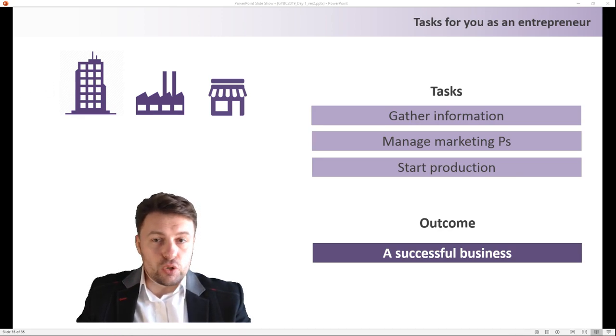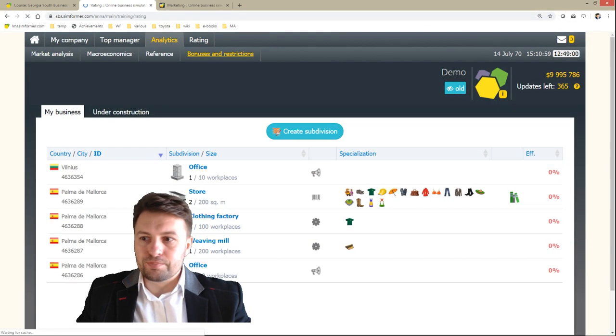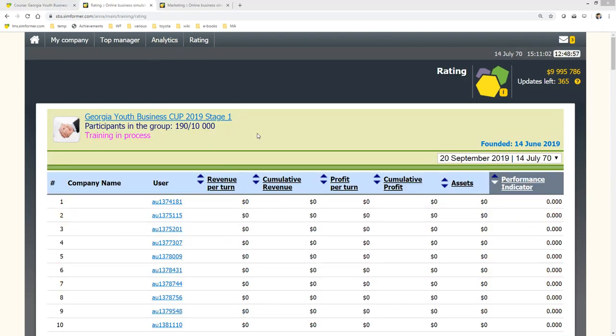How exactly will you be evaluated? Well, let's take a look. You can go to ratings, and those ratings will allow you to see, now these are empty, naturally, the ratings of your overall performance during the game. The performance indicator is the final one that will be calculated. 50% of the performance indicator is made of cumulative profit. It will be calculated from the beginning to the end. Profit is a plus, loss is a minus. The overall sum will be shown.